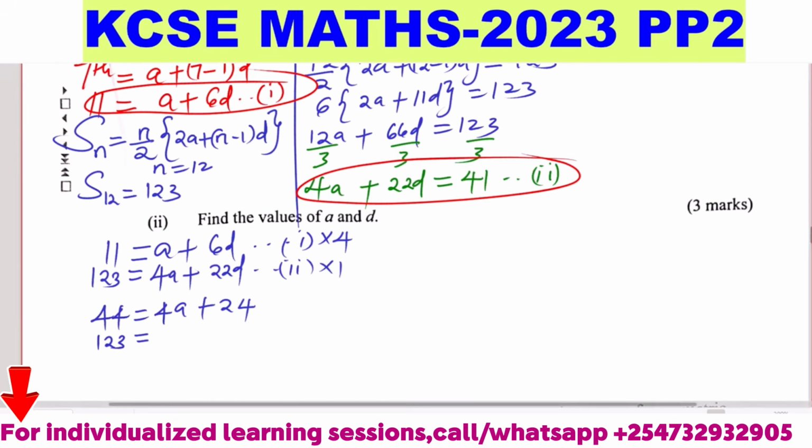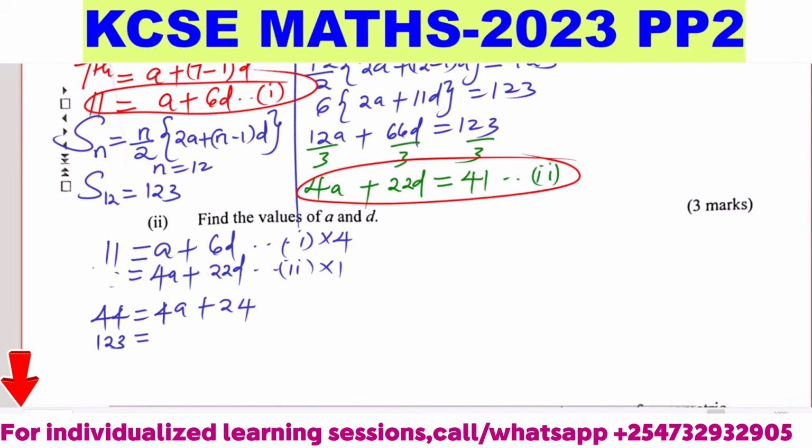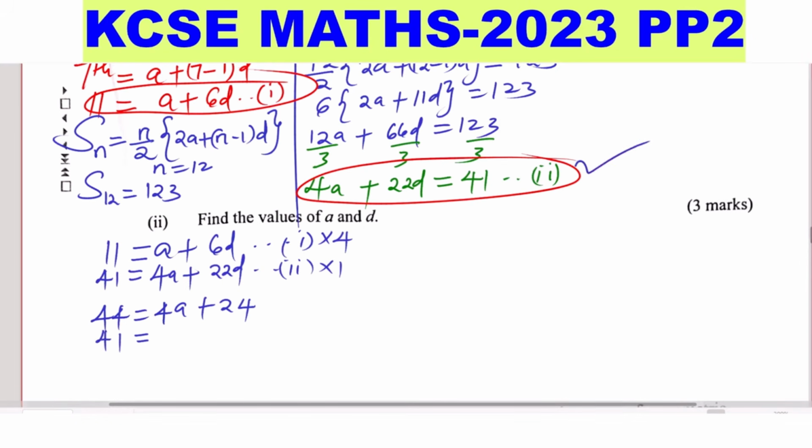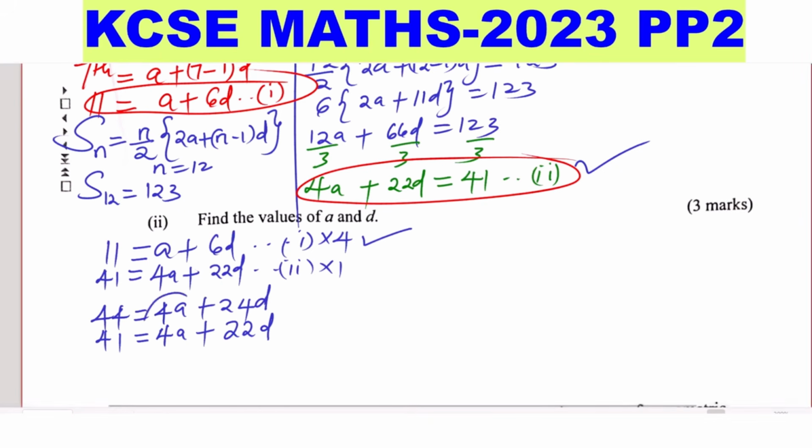So this one we simplified, we got 41. So for that we got 41, not 123. So the second equation is 41. It is here. So when you subtract these, this is 4a plus 22d. This was 24d, 22d. So the first equation, we've multiplied everything by 4. The second equation, multiplied by 1. So you can see now you can eliminate a.